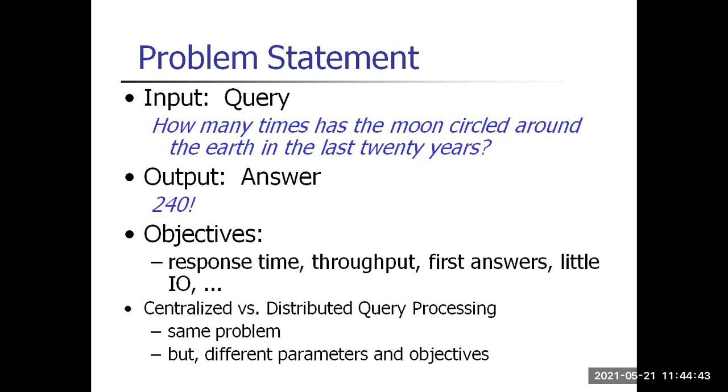So for centralized or distributed query processing, the problems are the same, but the parameters and objectives are different. The network is connected, so the response time, throughput, and delay are the terms that will again come into the scenario. The problems are the same, but the parameters for this particular processing are different.